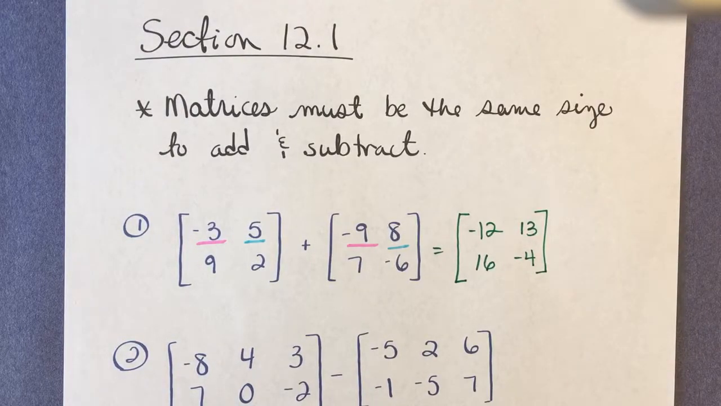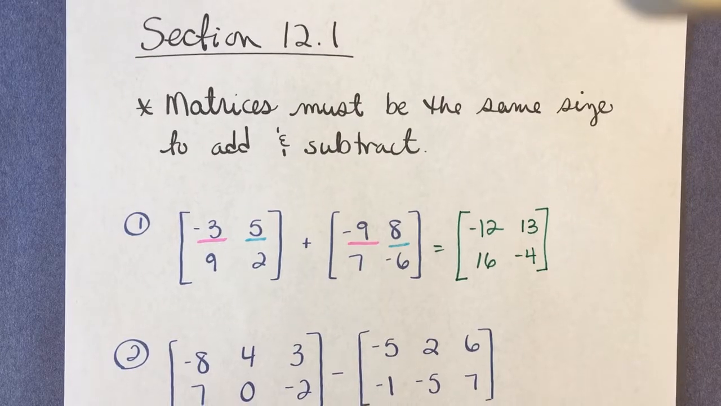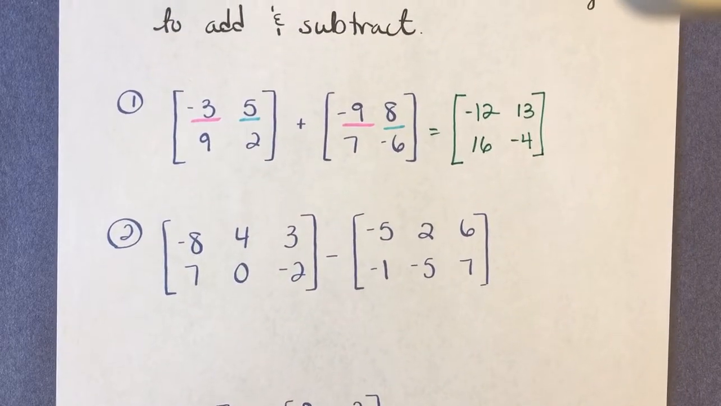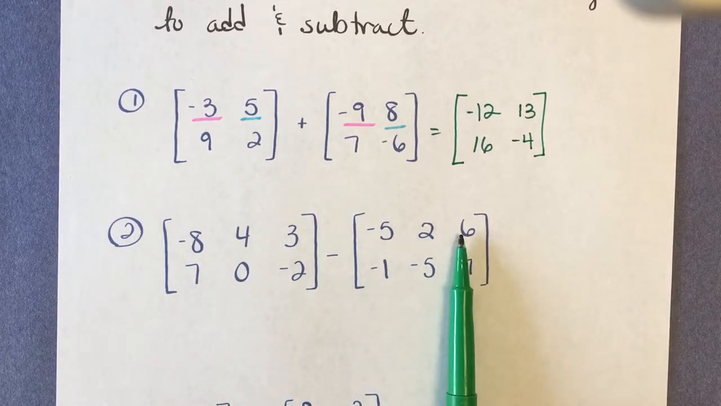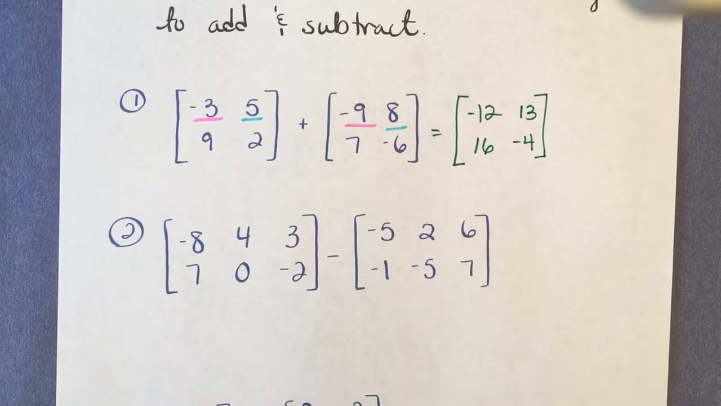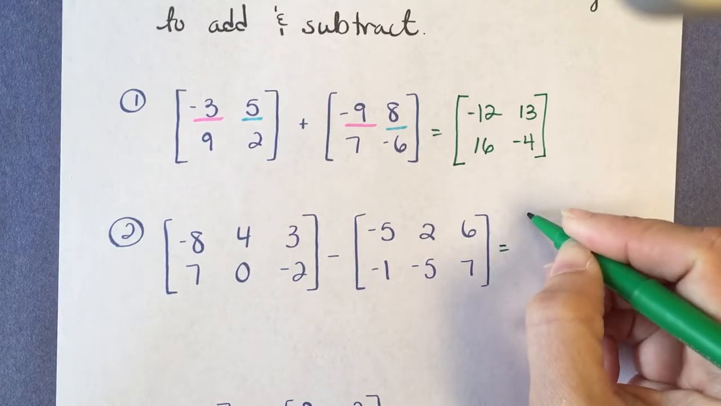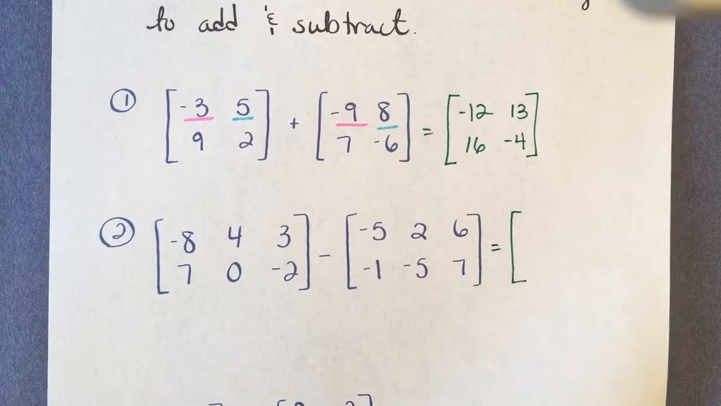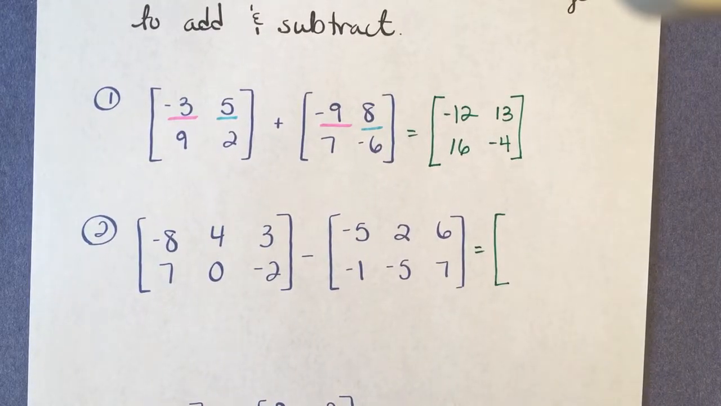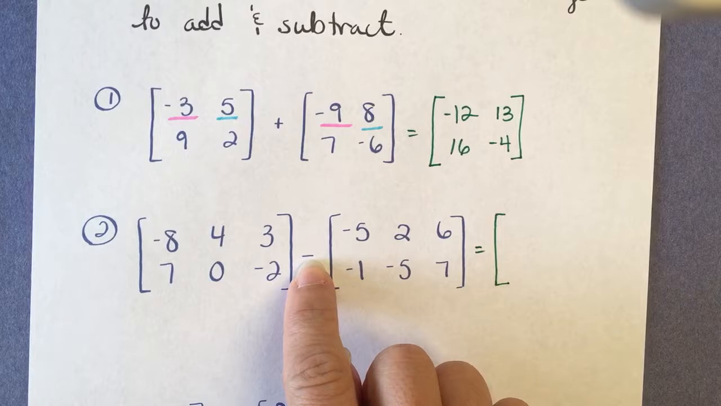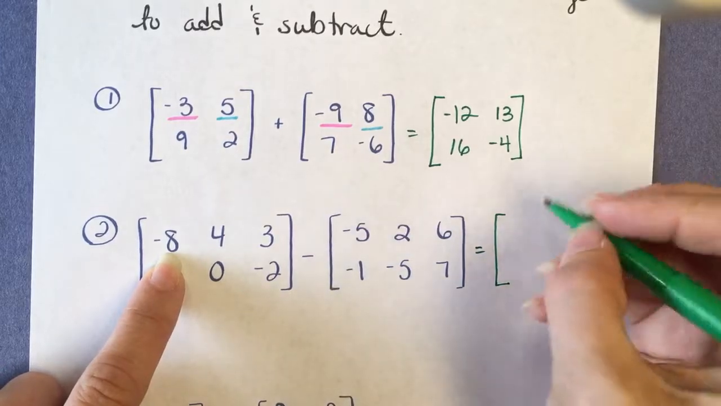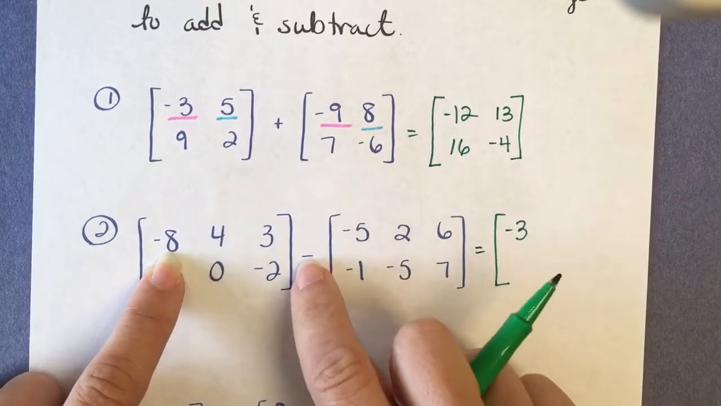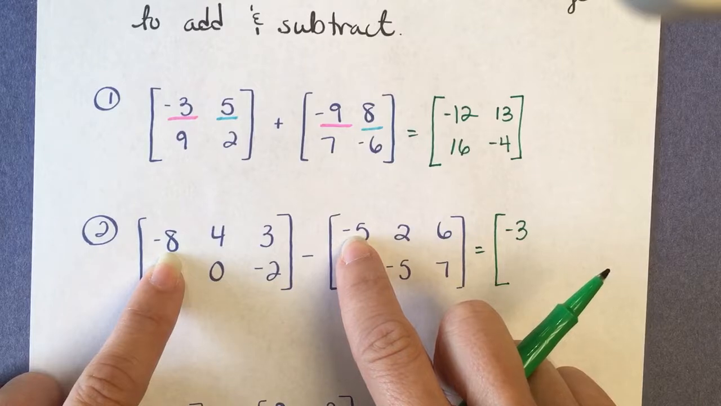Now, subtraction works exactly the same way. So if you look at number 2 here, again, you can just tell by looking that they are the same size. Each one of them has 3 numbers across, and you have 2 numbers going down. So just simply subtract the numbers, again, that are in the same positions for each of those matrices. Now be careful and make sure you are picking up the subtraction sign each time. So if you were to do -8 minus -5, you get -3. Because remember, if you have minus a negative, that is the same thing as adding.